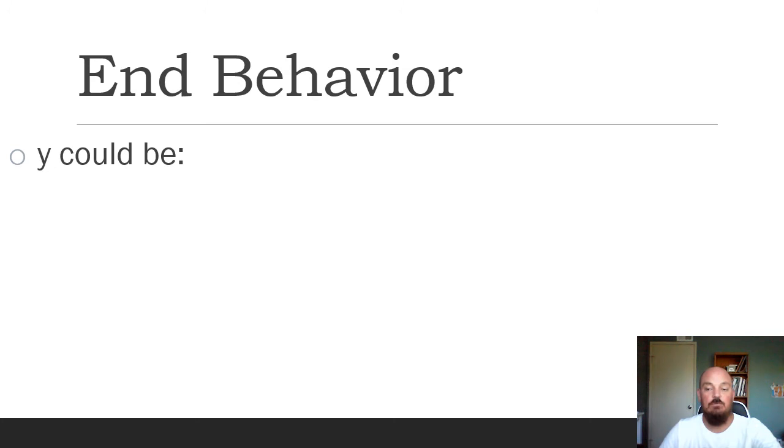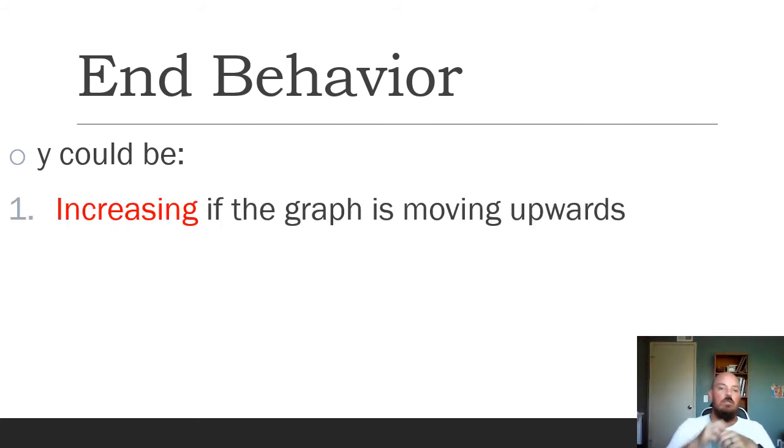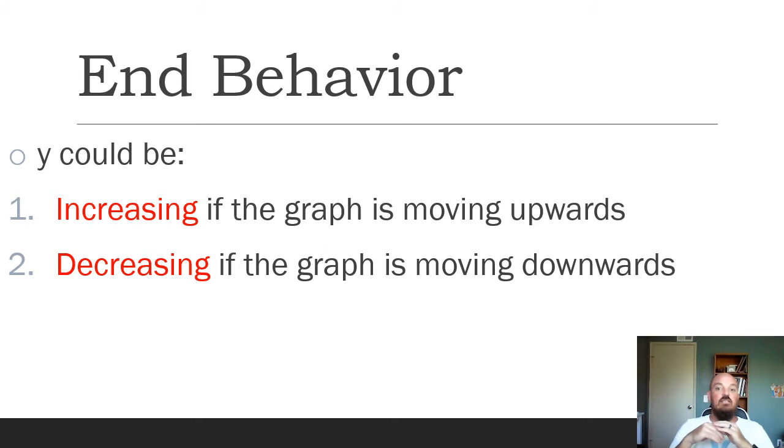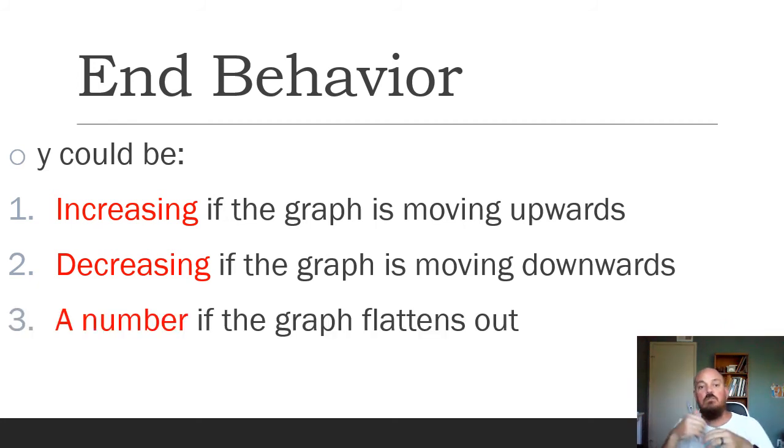Now, before I do that, here are the possible answers for what could go in those blanks. When I said as x increases, y blank, these are the possible answers. Number 1, it could be increasing. That would be if the graph turns up in either direction. We say the graph is increasing or y is increasing. It could be decreasing if the graph is moving downwards on either of those sides. Or it could be a number if the graph flattens out. And I'll show you what that looks like too in just a sec.